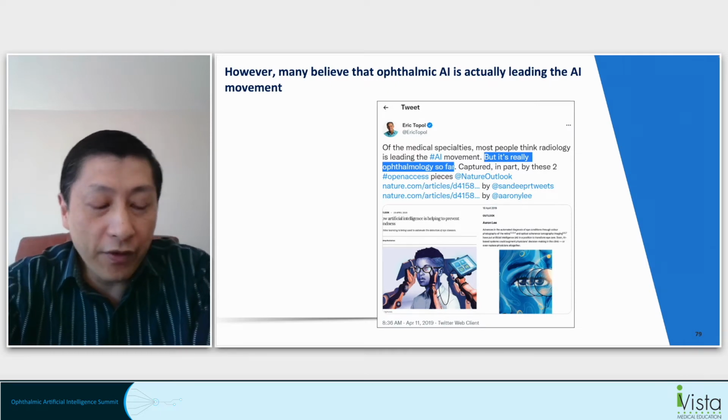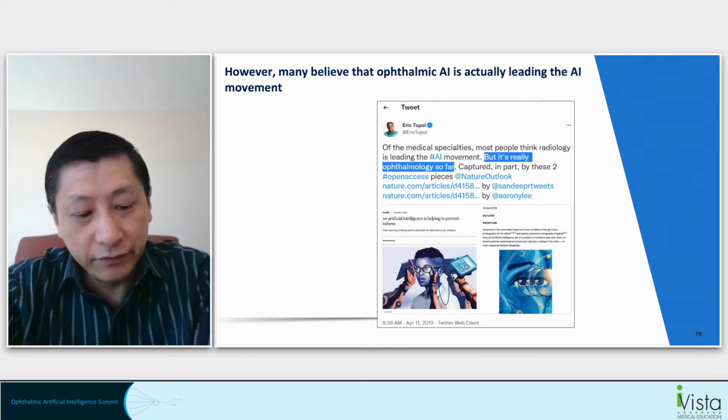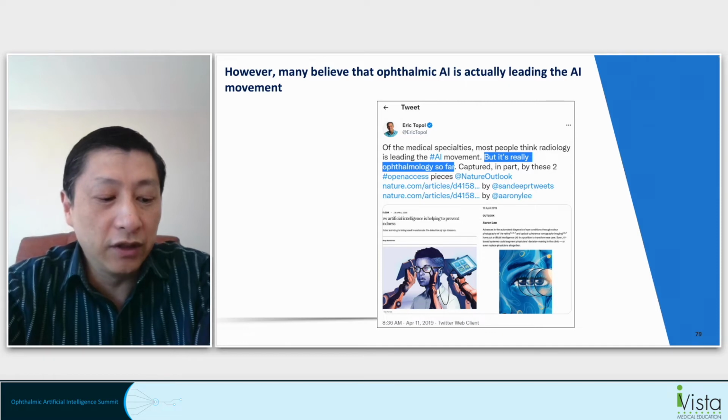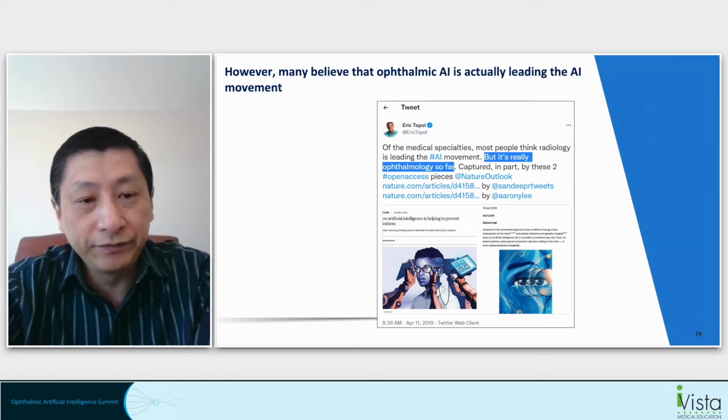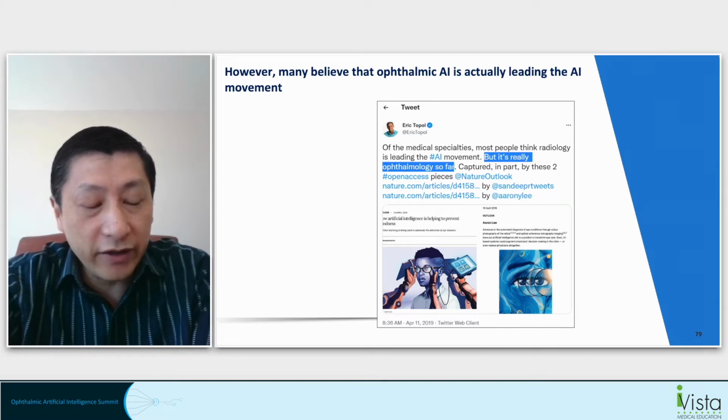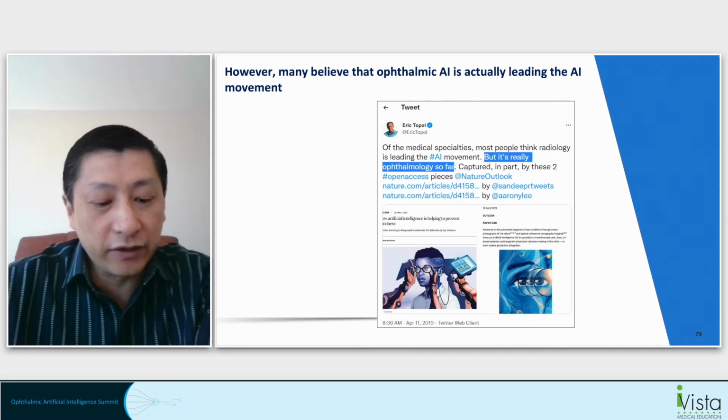However, if we focus on the degree of innovation and the scale of transformation, many believe that ophthalmology AI is actually leading the AI movement. Among these believers, Eric Topol was one of them, as evidenced by his tweet a few years ago.